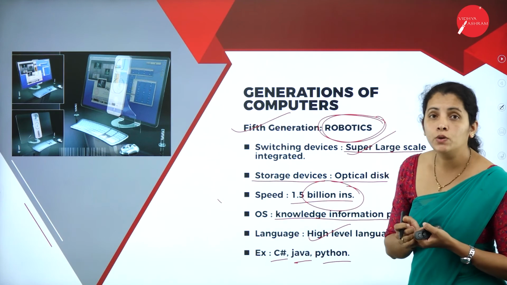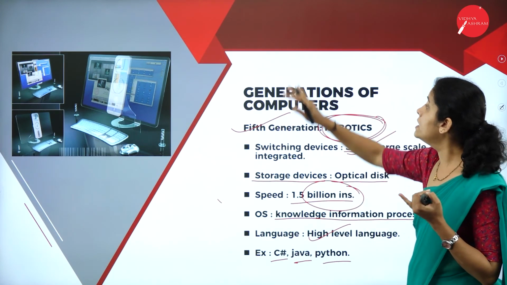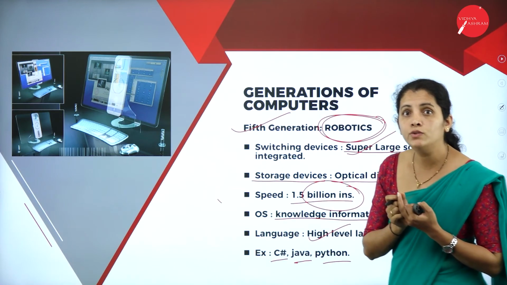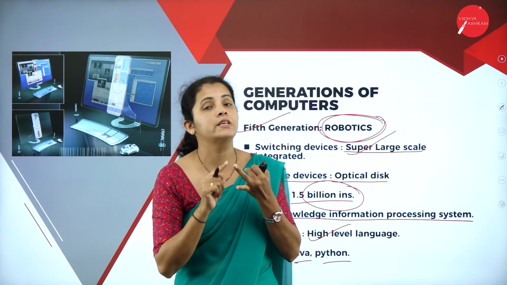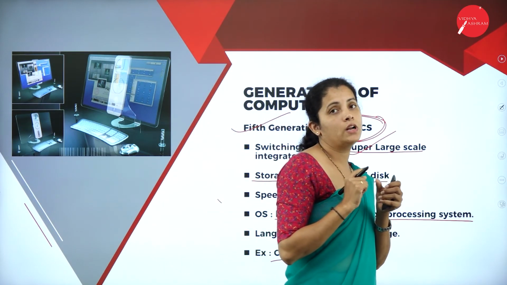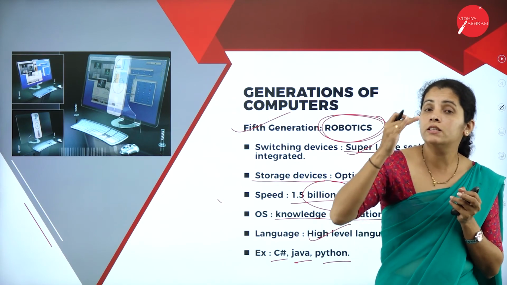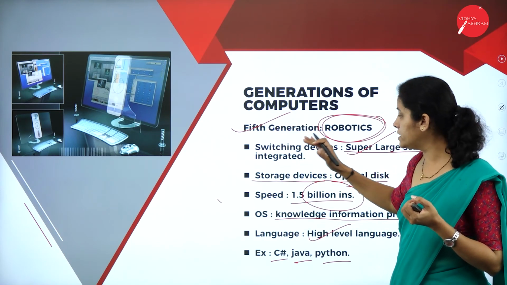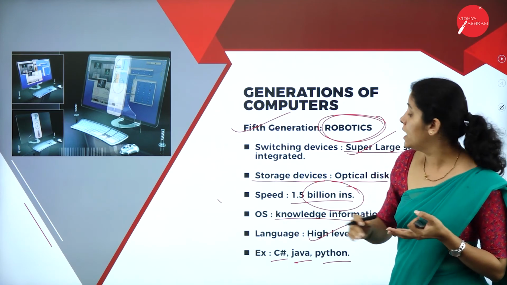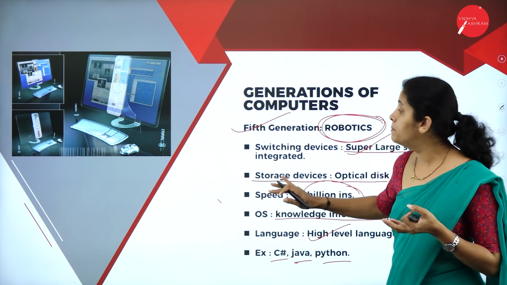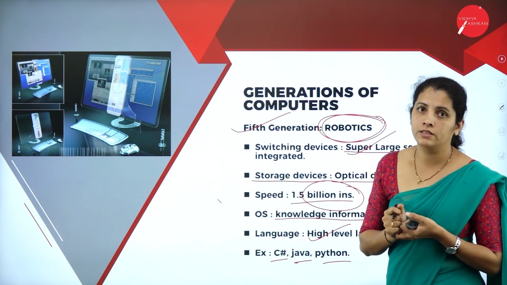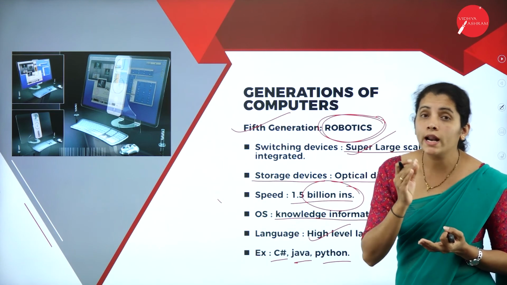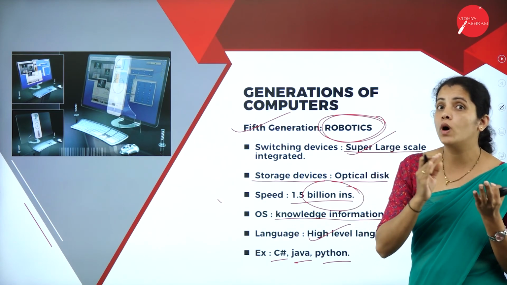So dear student, in today's class we have discussed the generations of computer systems. Here the generations of computers are classified into 5 different categories, that is first generation, second generation, third generation, fourth generation and fifth generation. All the generations of computer systems vary according to their switching device, storage technology, speed, operating system used and the programming language supported by that generation of computers.